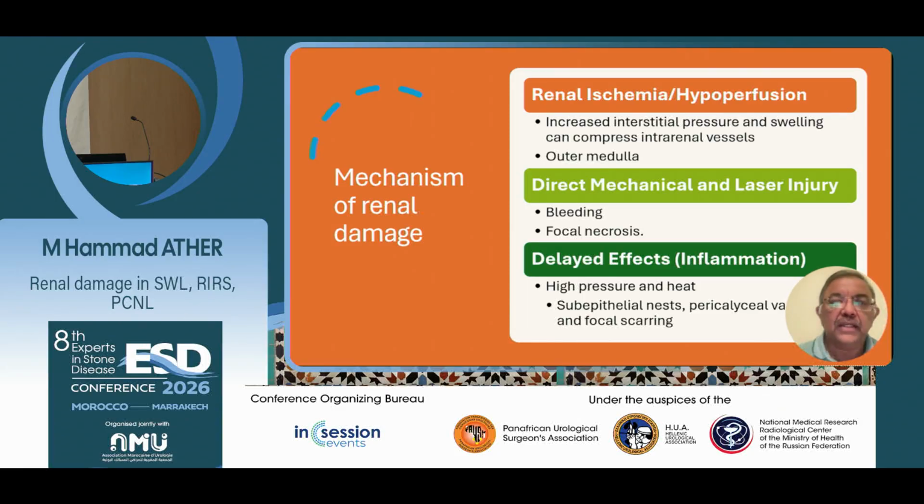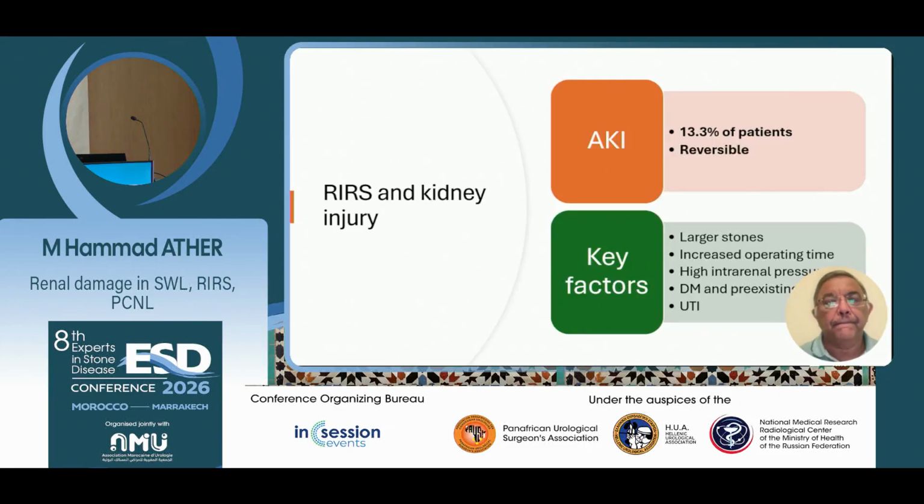The delayed effects are inflammatory, which include high pressure and heat with the formation of subepithelial nests, pericalyceal and focal scarring. All this can result in long-term damage to the kidney. So flexible ureteroscopy related AKI is seen in about 10 to 15% of patients. Fortunately, the majority of these are reversible.